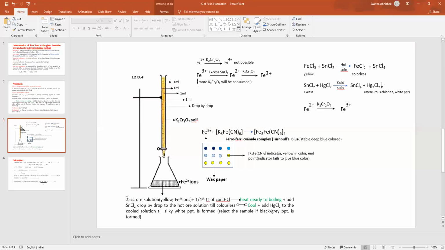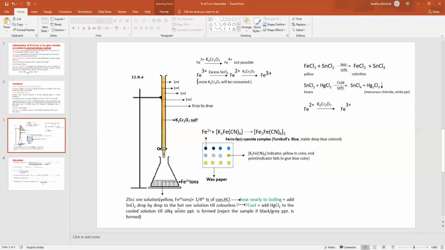So I'll just repeat one more time. Take 25 cc of iron ore solution, add 1/4 test tube of concentrated HCl, heat the reaction mixture nearly to boiling, add stannous chloride carefully drop by drop to the hot ore solution till the color changes to colorless. Then cool the reaction mixture completely, add mercury chloride till the color changes to white precipitate. If gray or black precipitate, reject the sample. Once the reaction mixture forms silky white precipitate, then your reaction mixture is ready for further titration.